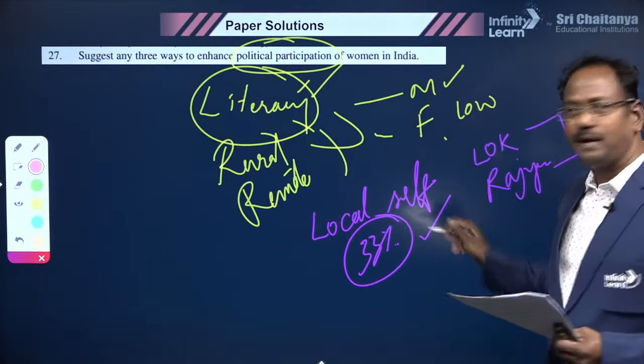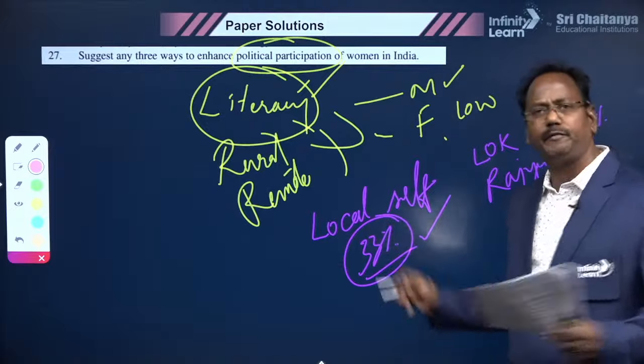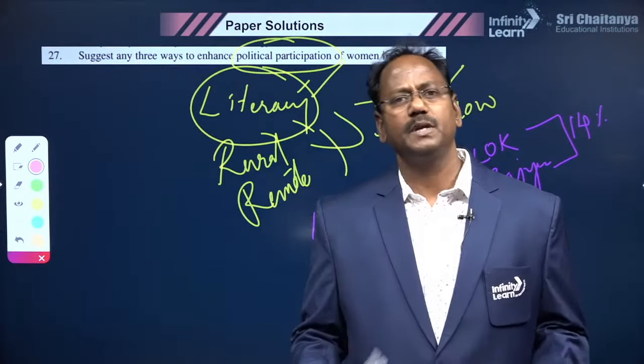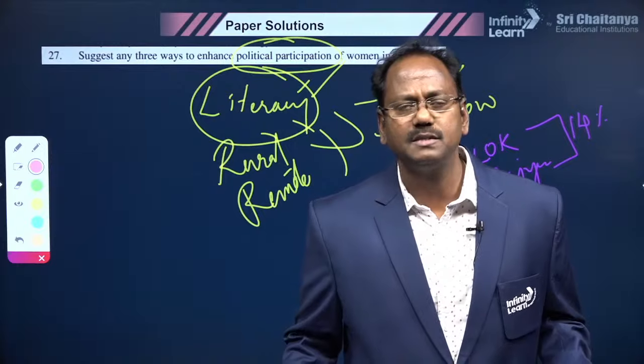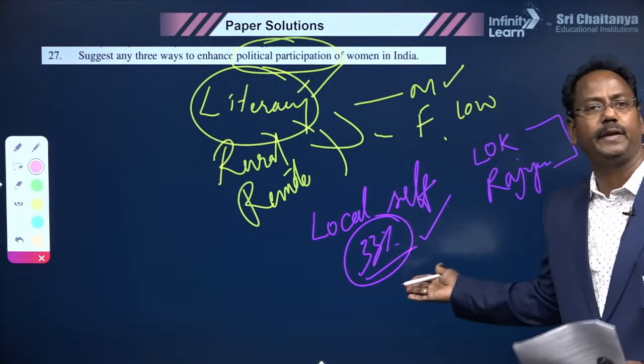Then increase their percentage. Even now, we can increase it from 33 to 50%, because men and women are the same, isn't it? There is no gender bias. Understand? In that case, local self-governments can be done with 50%.